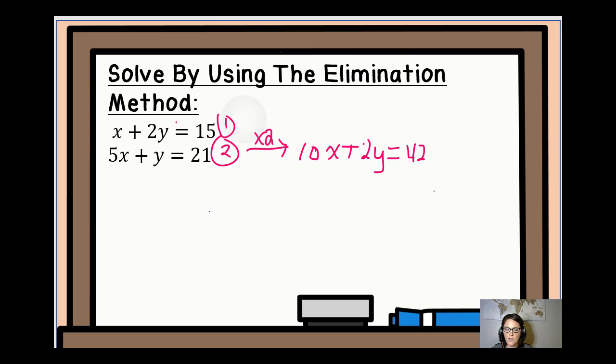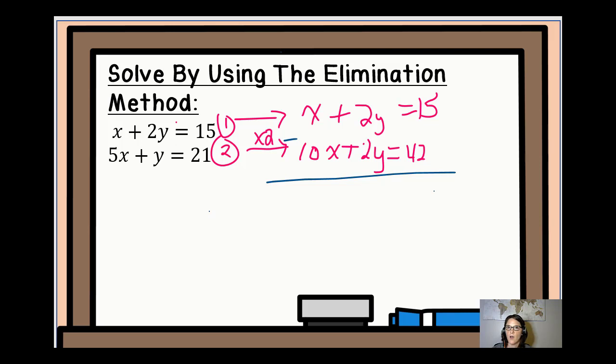And then I don't have to do anything to the first equation, except I am going to move it over so that it's written right on top of my new equation. So x plus 2y equals 15. So now we have to think about what operation do we have to use to eliminate the two y's. If I subtract these two equations, my two y's will actually be removed or eliminated. So let's take a look.